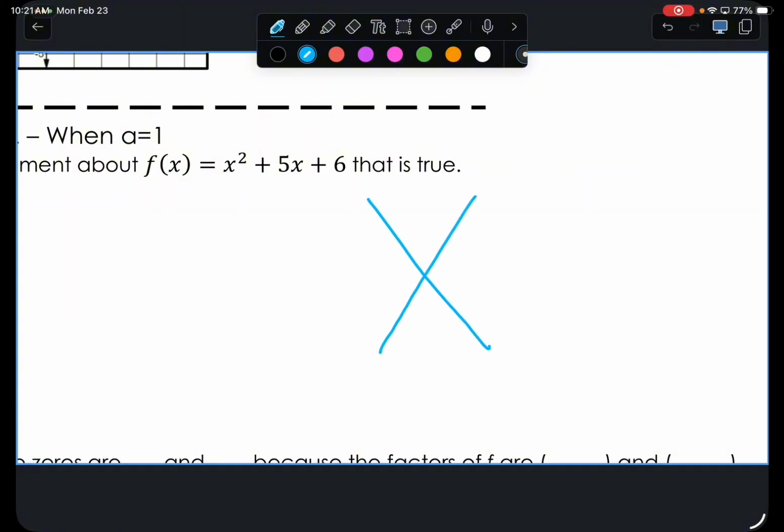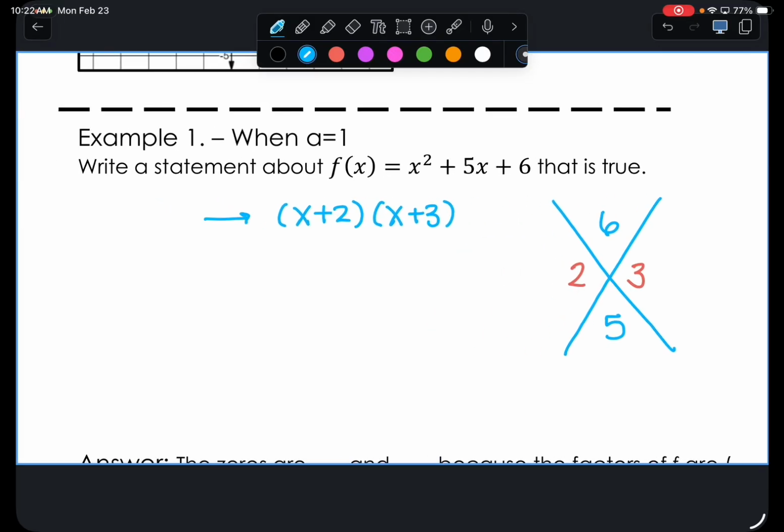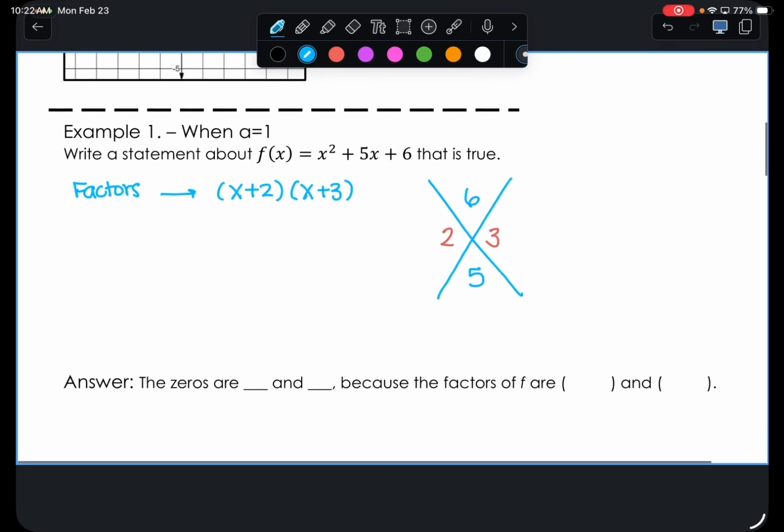What number goes at the top of my diamond? 6. What number goes at the bottom? 5. Okay, so what are the solutions to this diamond? 2 and 3. Put it into your binomial. X plus 2, x plus 3. Okay? Putting it into binomials, those are called your factors. That's what you get after you factor the trinomial. That's what you would put in here. X plus 2, x plus 3. That's what that part of the sentence in your answer choice would look like.